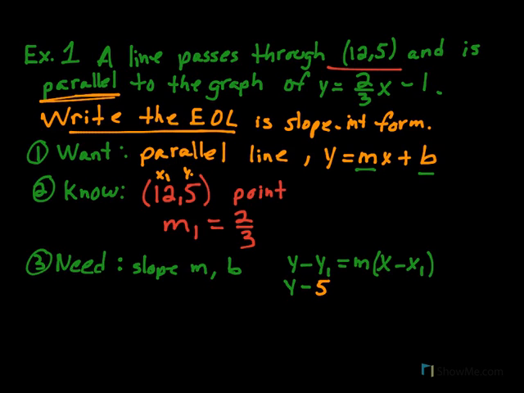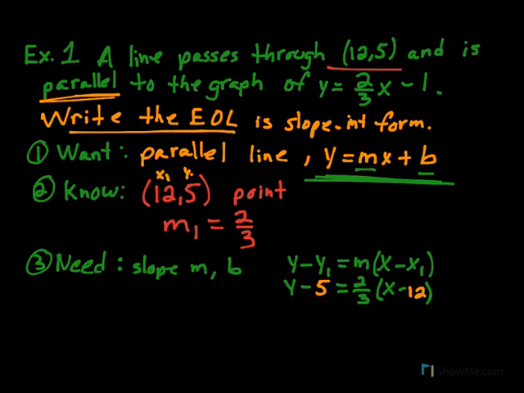y1 is 5, and that equals my slope, which is 2/3. So I'm just going to leave it like that, 2/3. Open parentheses, x minus, what is x1? x1 is 12. Okay, and that's it. I have the equation of a line, but that is not what I want. I want the equation of a line in slope-intercept form. And that is why this is extremely important to write down what you want, so that you don't accidentally stop here. So what is it that I have to do?